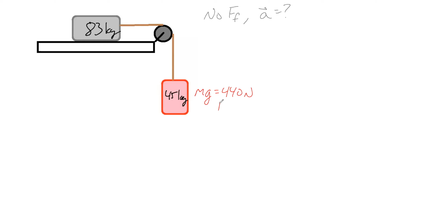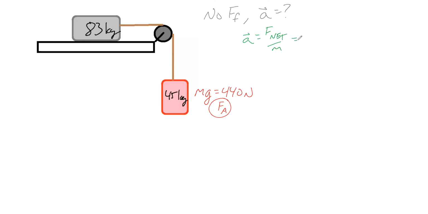This is my applied force for the situation. There's nothing else pulling, it's just that one box. So that is my applied force. No friction, so nothing slowing it down. So I can use that to find the acceleration. Acceleration, of course, is net force divided by mass.